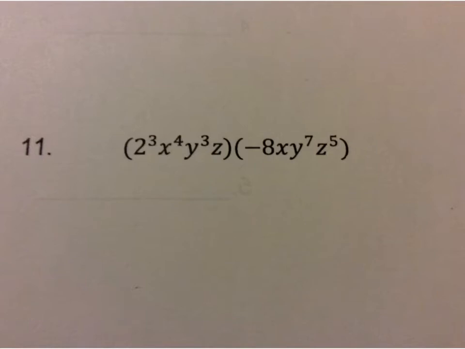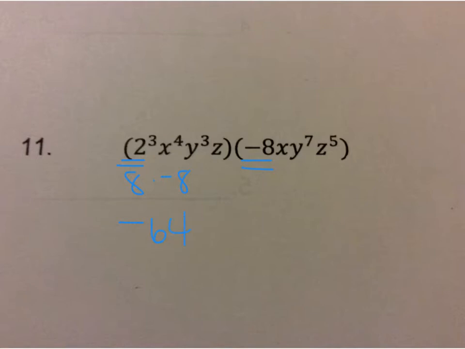All right, number 11. All right, so this is not a power to a power. It is 2 parentheses next to each other, so I know that's a product rule. I'm going to start with my coefficients. Here's 2 to the third and negative 8. So first thing we have to do is 2 to the third, which we know is 8, and then times negative 8. My coefficient's going to be negative 64.